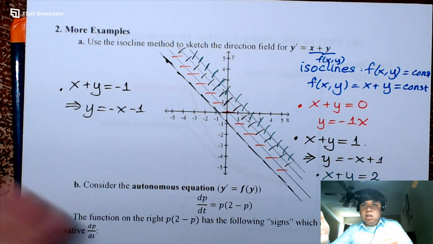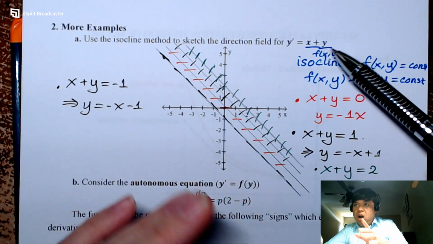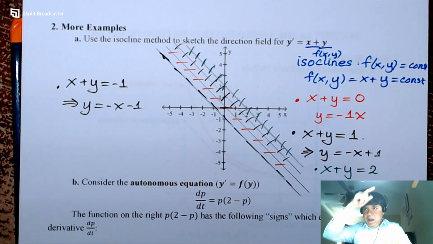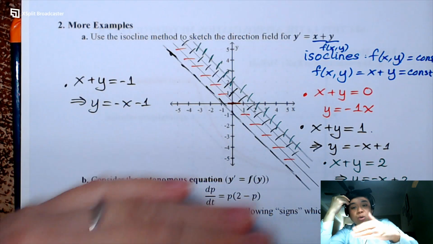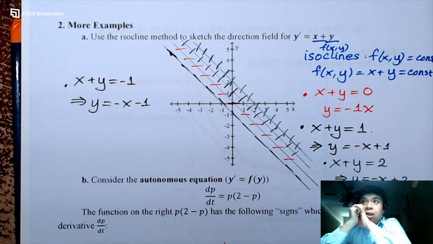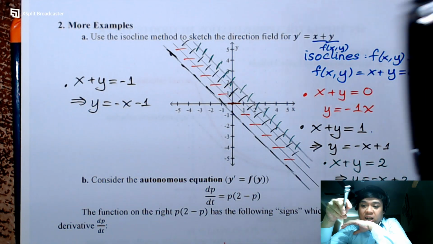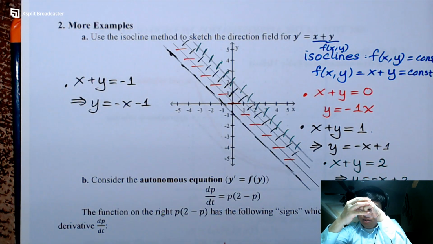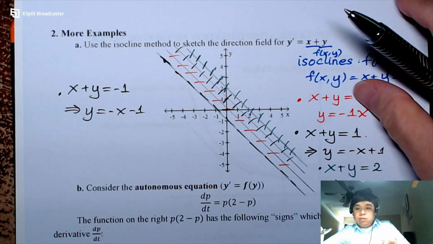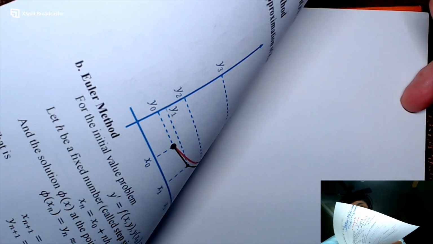I will just keep doing this: make the function be a constant and draw that line, and every point on that line will have the same slope. We'll just keep doing that and we have the field. Of course, at this level, it will be very difficult to get the solution from that field. Okay.